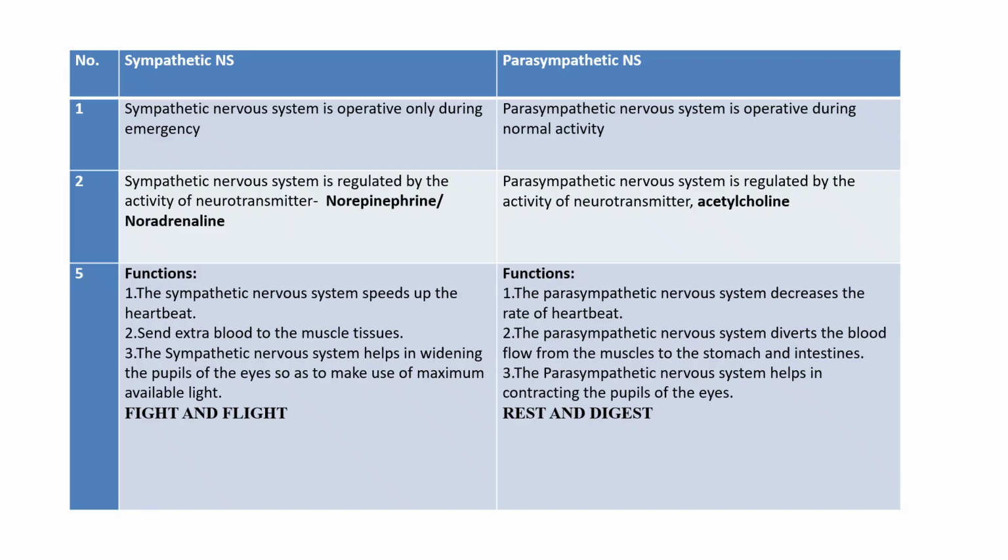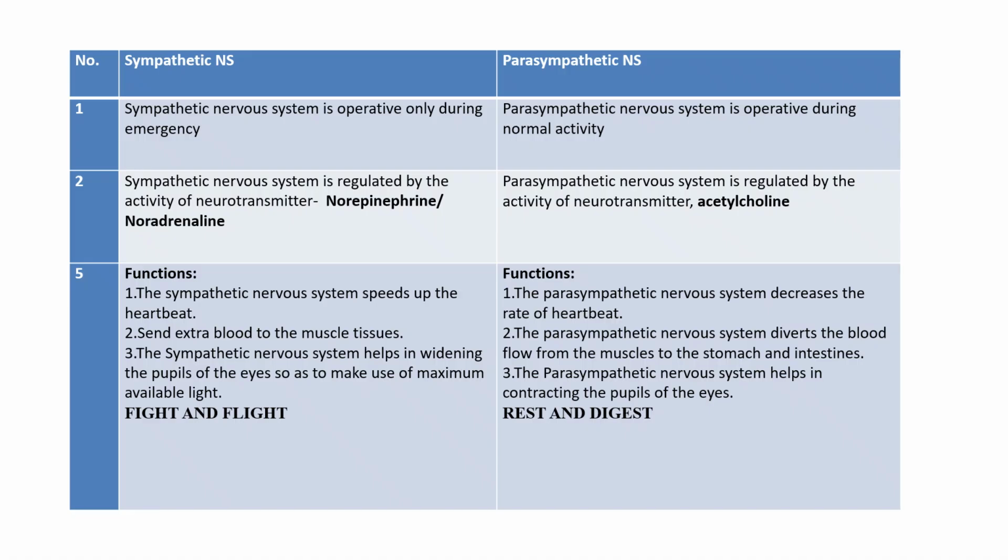Sympathetic nervous system and parasympathetic nervous system try to balance each other in the body. So the sympathetic nervous system is operative during emergency, parasympathetic during normal activity. Sympathetic is regulated by the neurotransmitter epinephrine and parasympathetic by acetylcholine.